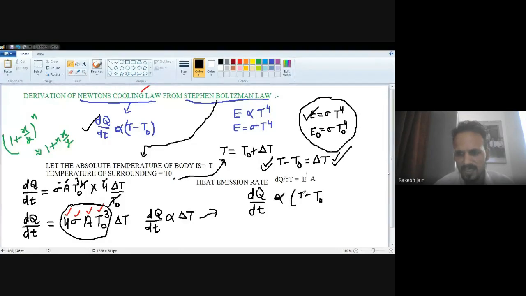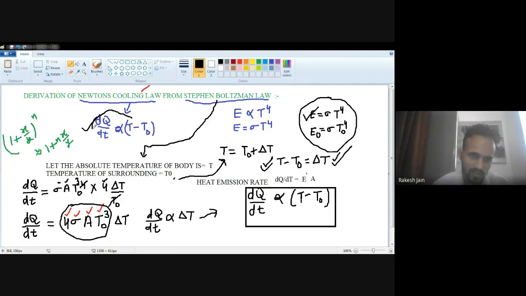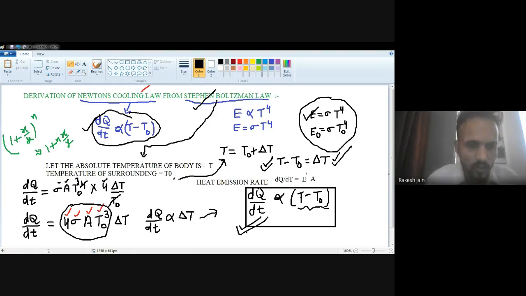And what is this? This is Newton's cooling law. So we proved it, where I wrote Newton's cooling law here. We started our journey from the Stefan-Boltzmann law, did all the necessary modifications according to the basic rules and formulas, and finally derived that dq upon dt, that is the heat emission rate, is proportional to the difference between the body's absolute temperature and the surrounding temperature. So that is Newton's cooling law, which is derived from the Stefan-Boltzmann law.